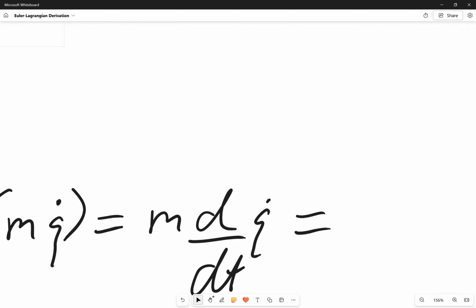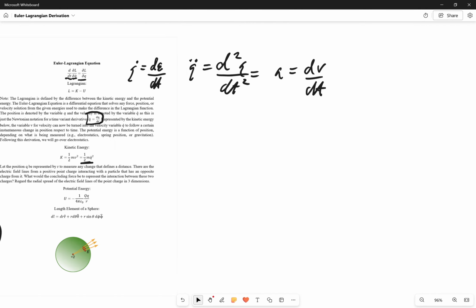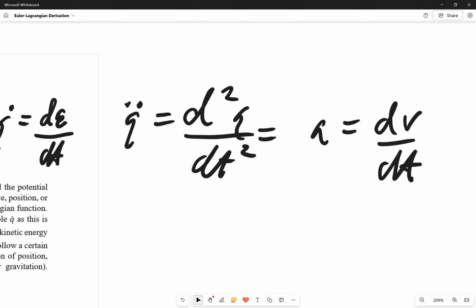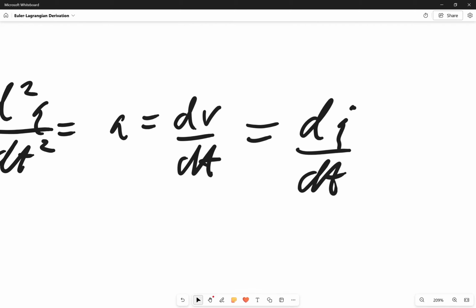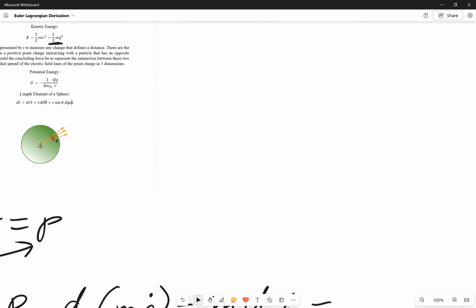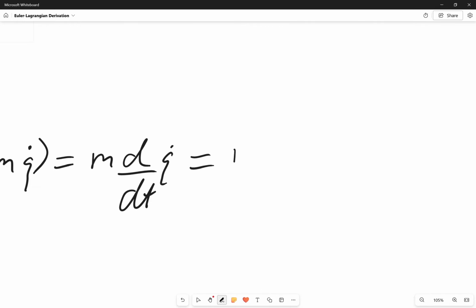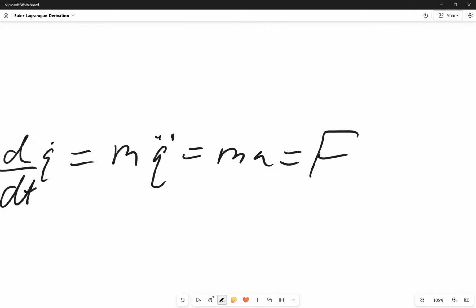Now, as mentioned above, we see that q double dot represents the second-order time derivative of q, and that will equal acceleration. And acceleration is the time derivative of velocity, meaning that it's the time derivative of q dot. So it'll be mass times q double dot, meaning mass times acceleration, which will equal the force.